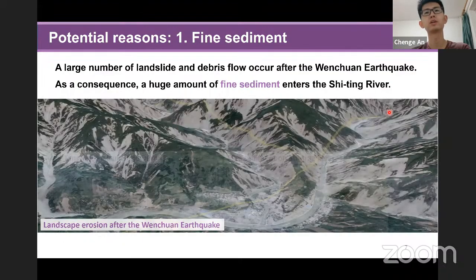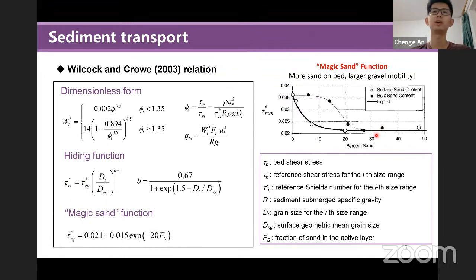Yes. So here you can see in the experiment of Wilcock and Crowe, the maximum sand content on the bed surface is about 30%. When the bed surface is about 10% sand, the reference shear stress reduces from 0.035 to 0.025, very significantly. But later, when the sand fraction is more than 10% and you increase it more, the reduction of the reference shear stress is gradual. And after 30%, it's almost constant. But in the experiment of Wilcock and Crowe, they did not put in even more sand.